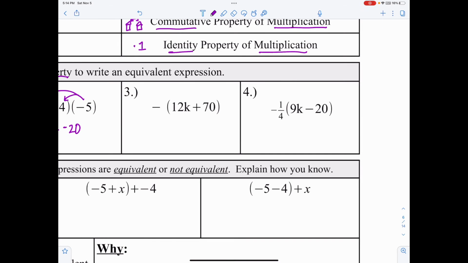We're distributing. So remember, we've always been saying that this means opposite, but I've also mentioned to you that it technically is a -1. And that's what's making it opposite. It's a -1 times something. And so that's really what we're distributing here, the -1 to each of these. So draw your distributing arrows. So I have a -12k plus now a -70.